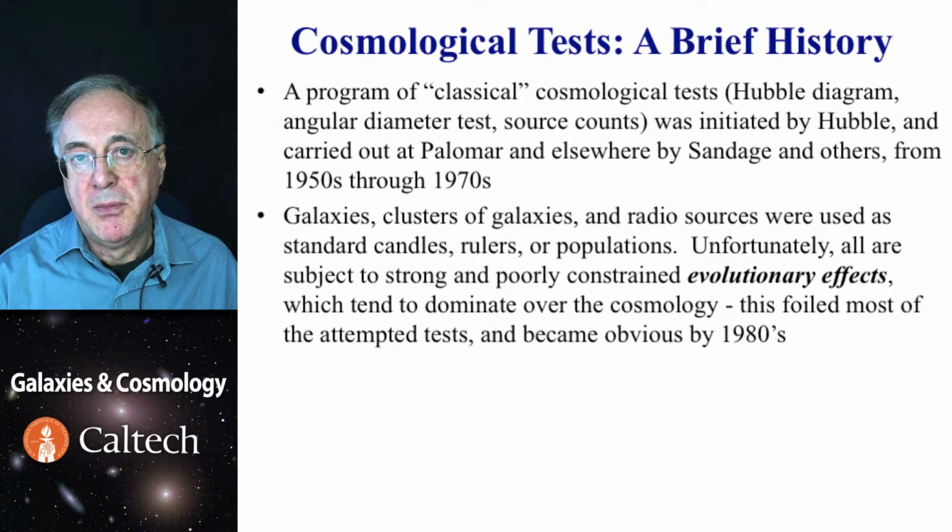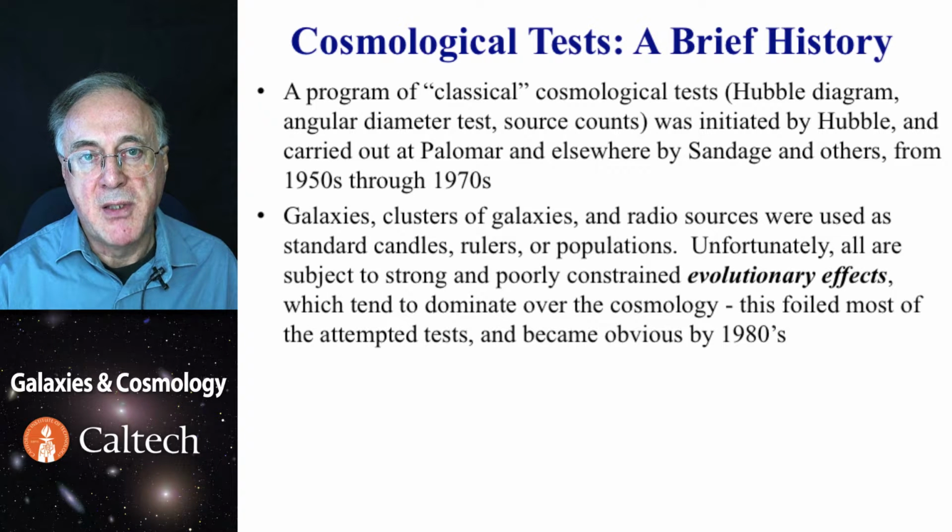Standard rulers were things like typical sizes of galaxy clusters or radio sources, and all of these objects evolve in some way or other. Galaxies are composed of stars, stars evolve, their brightness will change in time collectively, galaxies merge, radio sources expand, clusters collapse, and so there were no really standard candles or standard rulers. So galaxy evolution or other forms of evolution have basically prevented us from doing cosmological tests as originally envisioned.